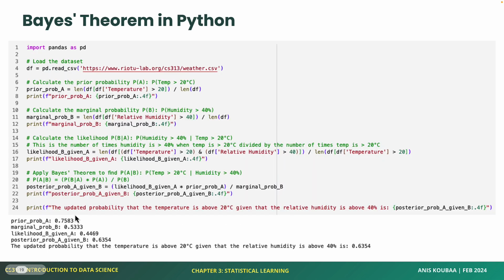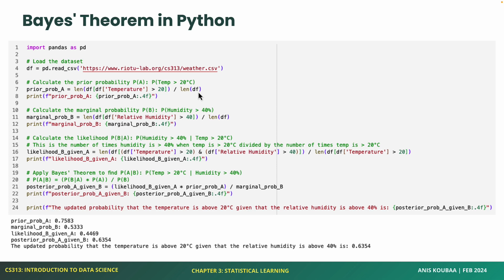This is in Python. It's pretty much straightforward. So I get the whole data set. You can get it with pd.read_csv. It's on this website, the Right2 Lab website. This is the link. And we calculate the prior probability of A. So what we will do, we will calculate the length of the temperature being greater than 20. And we divide it by the total elements in the data frame.